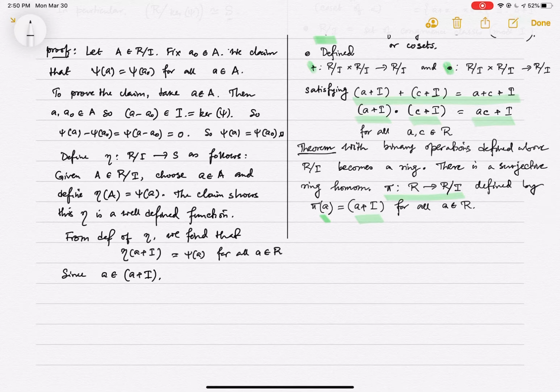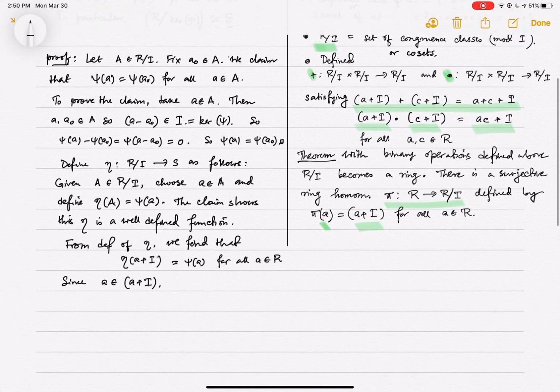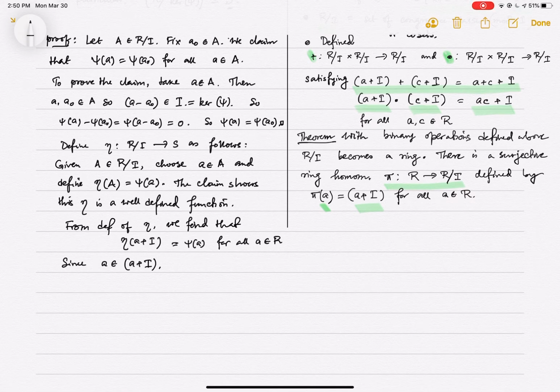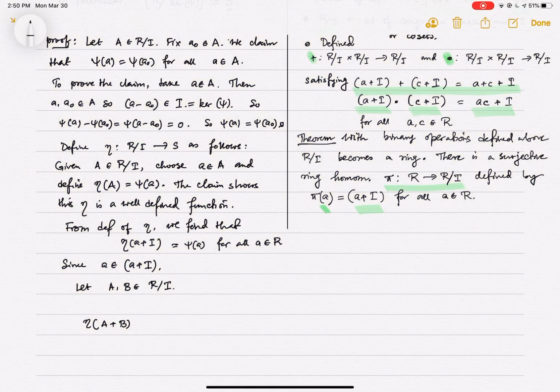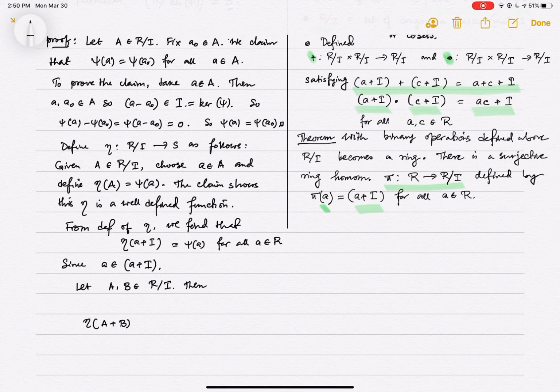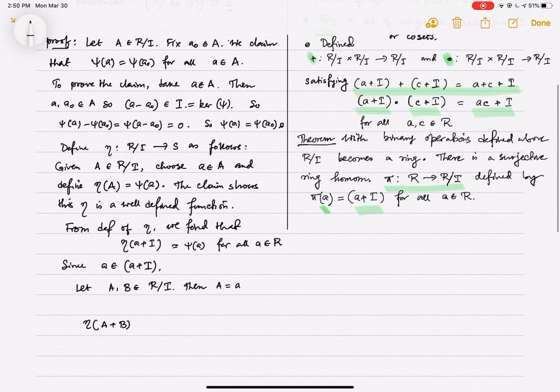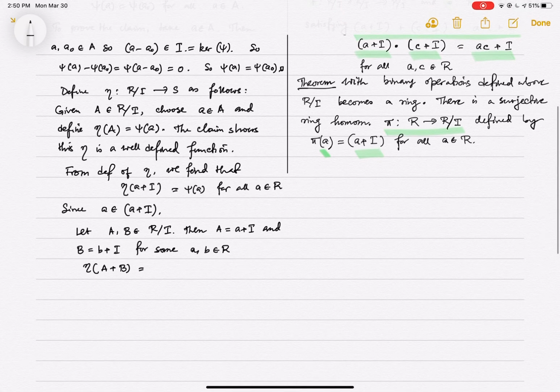Now I have to check that the function that we defined preserves addition and multiplication. It's onto, essentially because psi is onto, and it's 1 to 1. Let's check that it preserves addition, meaning you give me two elements of R mod I, and I need to check that eta of A plus B is eta of A plus eta of B. So to calculate that, I need to choose an element of capital A and an element of capital B. So then A becomes little a plus I, and B is little b plus I for some a, b in R. So then eta of A plus B is the same as eta of this coset plus that coset.